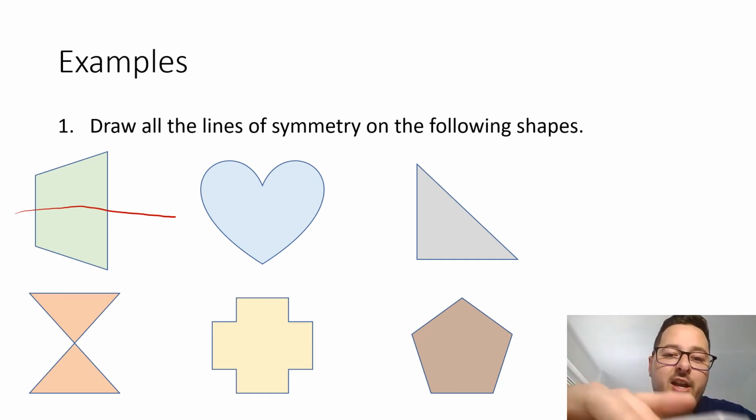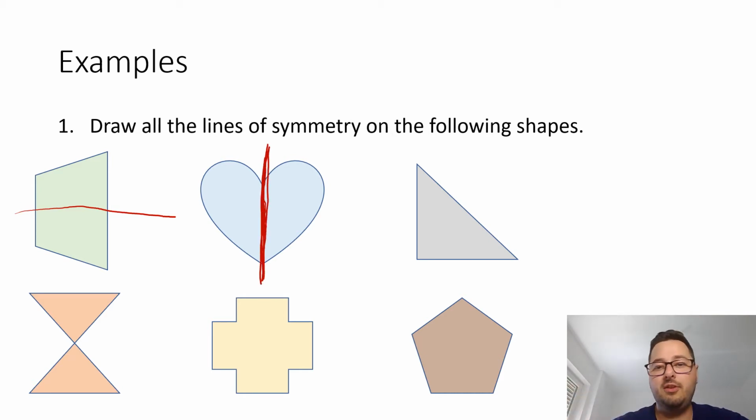The next one, we've got a heart. And that again has only got one line of symmetry like that. Okay, so imagine I'm using a ruler and this doesn't look horrendous. We've got a triangle here, so slightly more complicated maybe, but there's a line of symmetry just there like that. So if you tilt your head, you can see that that splits it in half.